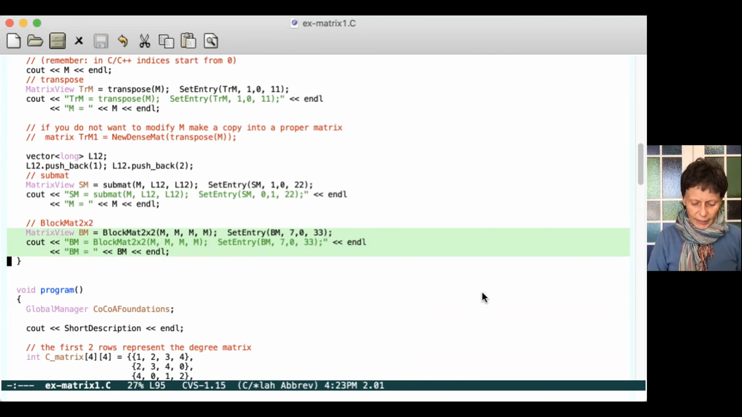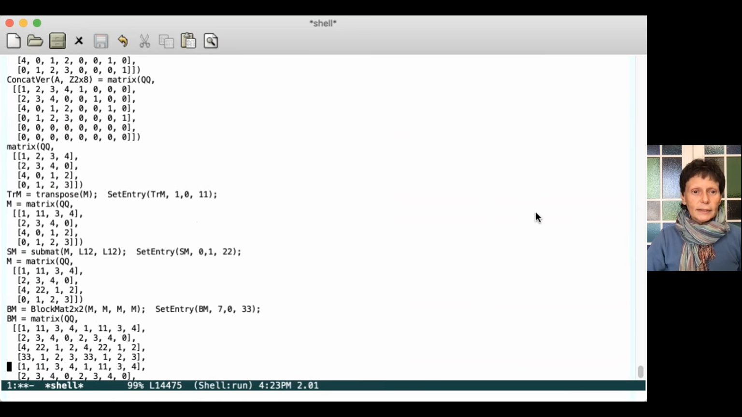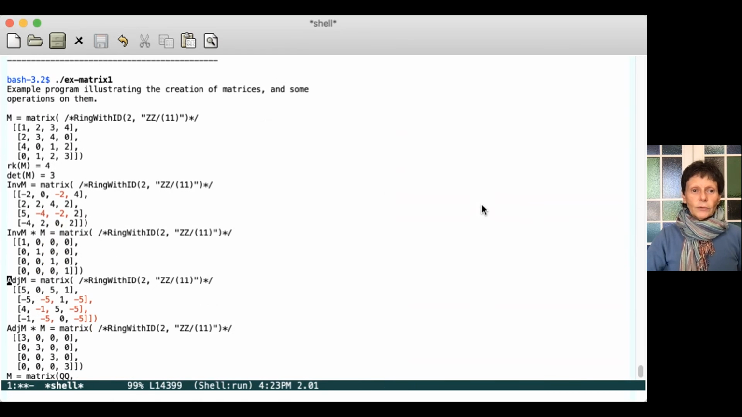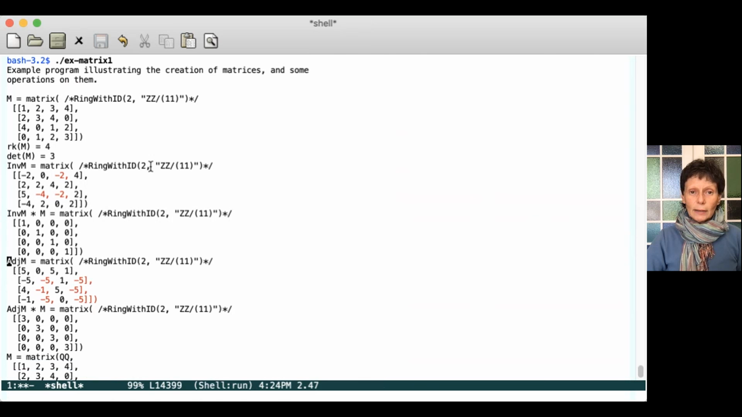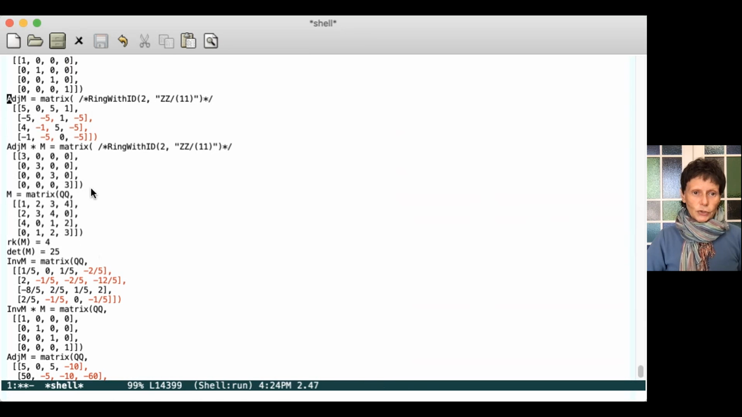So let's see it running. Matrix 1. And here they are. Oh boy, this is very long. This was my matrix 4 by 4, taken from the input from the vectors of integers. The rank is 4, the determinant is 3. This is the inverse of the matrix in Z modulo 11. And these are the other operations, the adjoint, and then we start again.